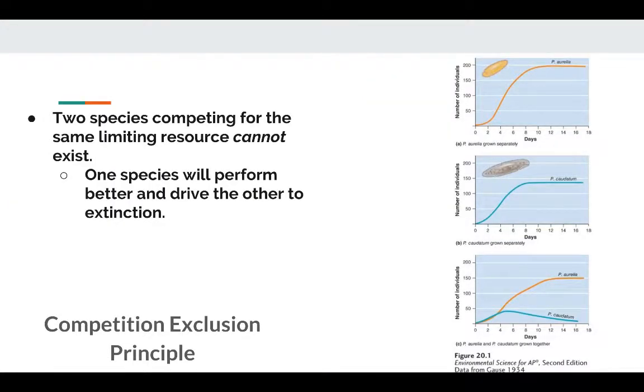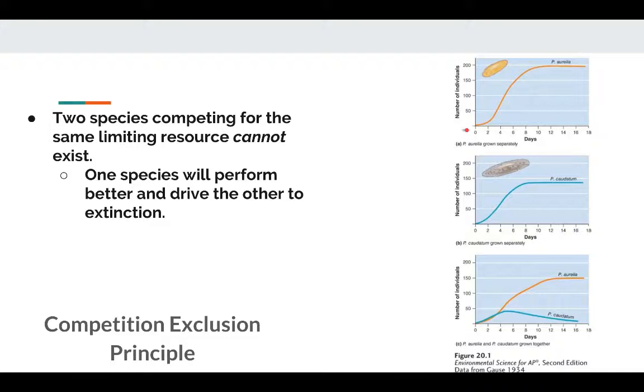Which brings us to the competitive exclusion principle. All this is saying is that two competing species cannot coexist if they're fighting for the same limited resource. One species is going to outperform the other and drive the other to extinction. And we can see this on the right with the parameciums.